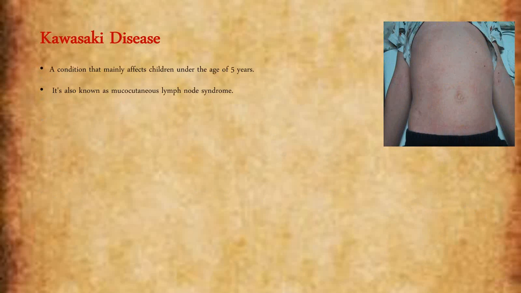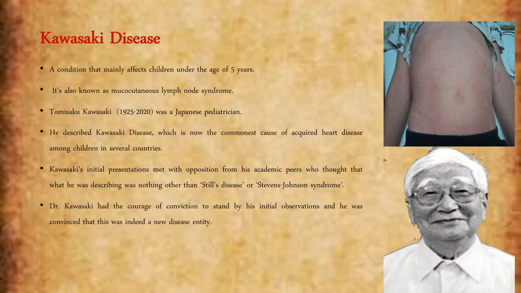Kawasaki disease. You have another name for Kawasaki disease? Mucocutaneous lymph node syndrome. It's very important. Yes, mucocutaneous, a condition that mainly affects children under the age of 5 years. Tomisaku Kawasaki was a Japanese pediatrician. He just died 2 years ago. He described Kawasaki disease, which is now the commonest cause of acquired heart disease in children in several countries. Kawasaki's initial presentation met with opposition from his colleagues. They said, no, it is self-limited. No, it is something like Stevens-Johnson syndrome. But he insisted it is a different entity, and he was correct.